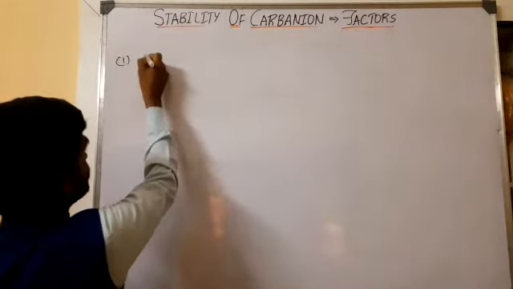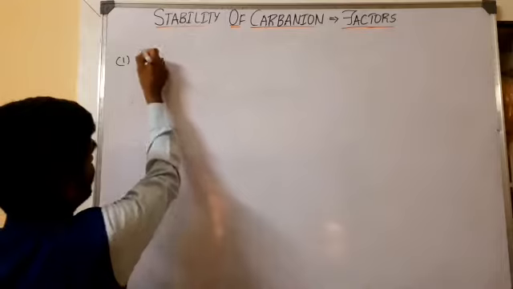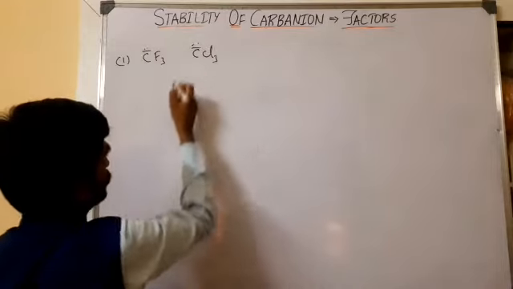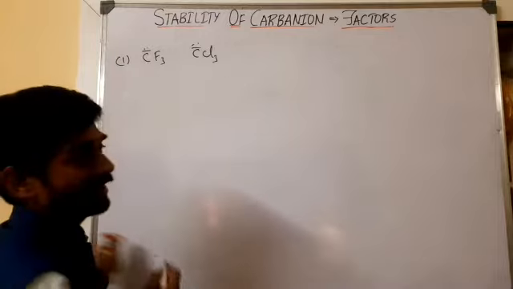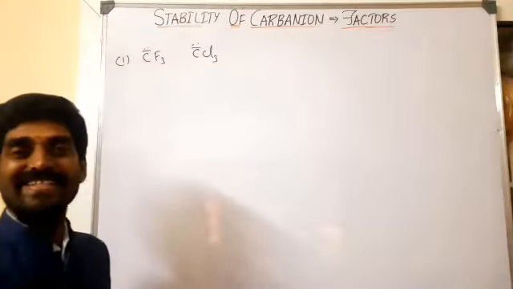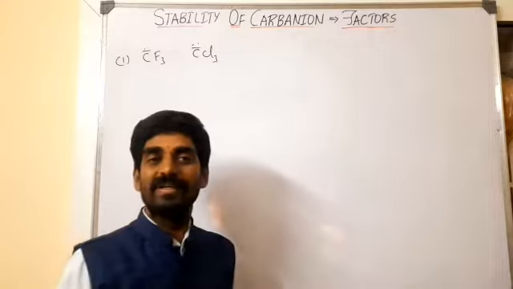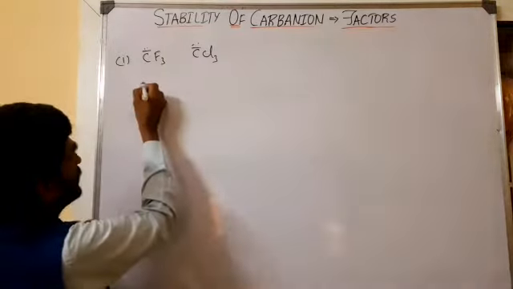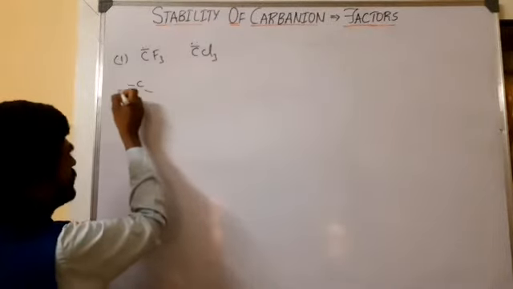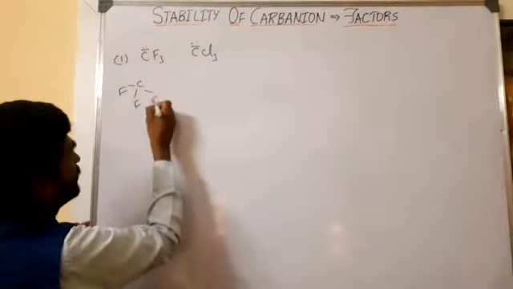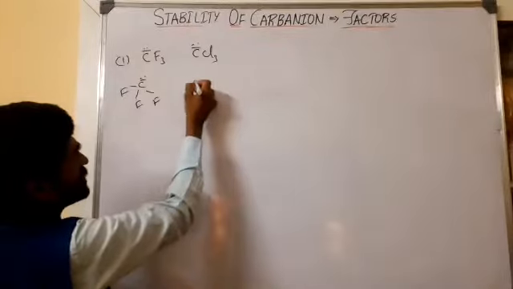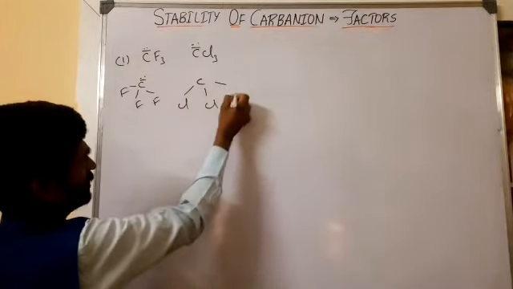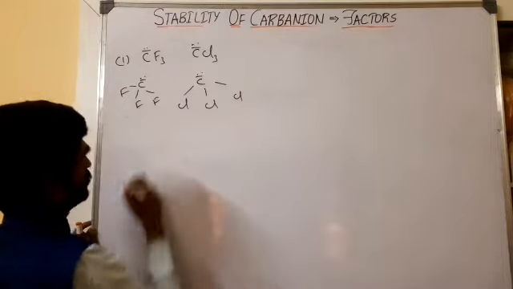There is CF3 minus, carbon carrying negative charge, and CCl3 minus, carbon carrying negative charge. You know, CHF3 fluoroform, CHCl3 chloroform, right? Those are haloforms. Here the carbon is bonded with 3 fluorine atoms and carries a negative charge, and here the carbon is bonded with 3 chlorine atoms and carries a negative charge.